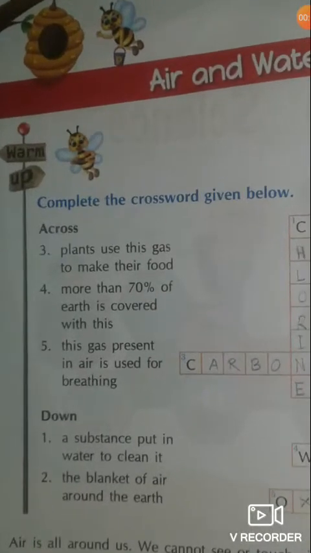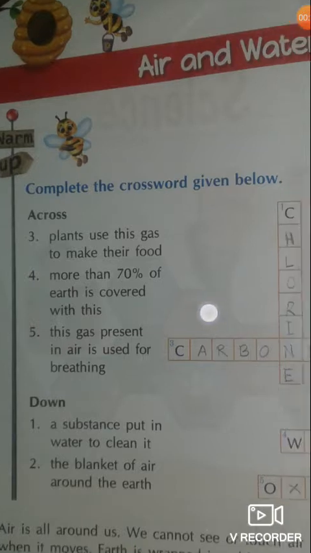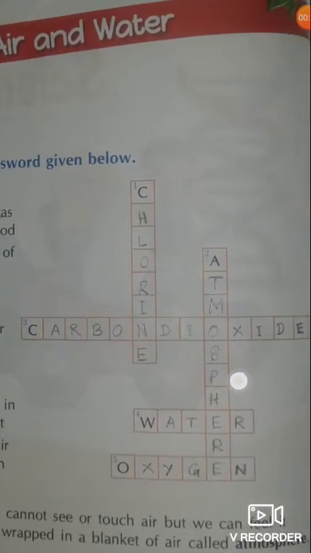So before starting the chapter, let us see the warm up. Complete the crossword given below, across and down. Number 3, plants use this gas to make their food. So what is the answer? Number 3, carbon dioxide, I have written.